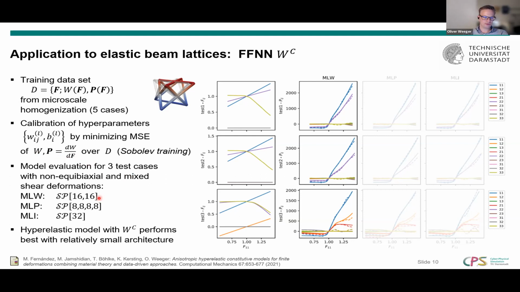And here, I just want to show the MLW model over here, which is the one that I presented earlier, that is formulated in C and is not polyconvex. And we see this can predict the behavior quite well. So these are all cases where we plot the stress over the deformation gradient for the different components of the stress tensor. The dashed lines are the data, and the continuous lines, which are the model prediction, correspond quite well for these test cases or validation cases.